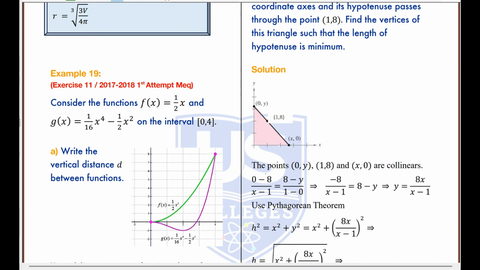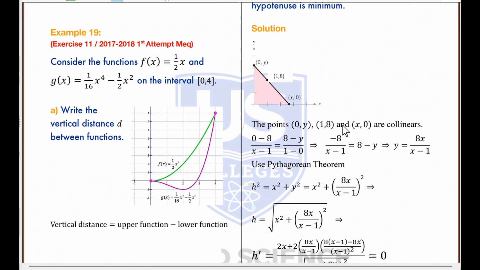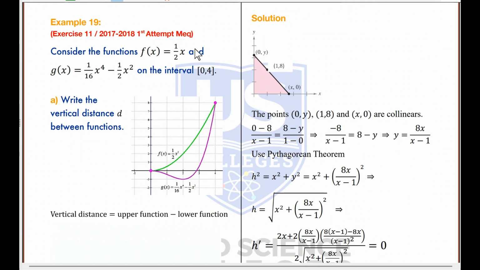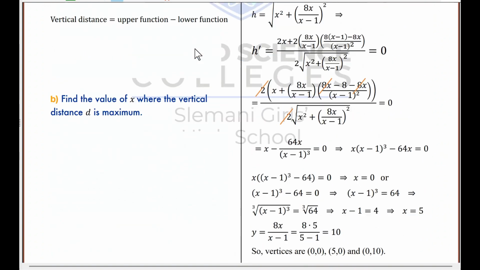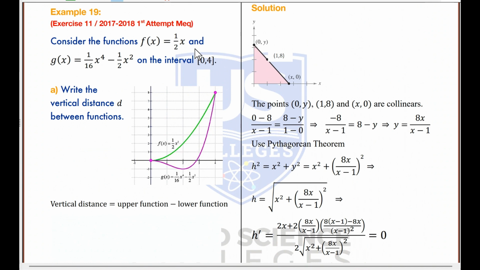Okay. Last type of optimization question in the book, exercise 11, and a ministry question. It has two parts. Two functions are given. It's asking about the vertical distance between the functions. In one of the questions, we talked about what vertical distance was. It was the upper function minus lower function. The figure is already given. So the upper function is 1 over 2 x squared. Lower function is 1 over 16 x to the fourth minus 1 over 2 x squared.